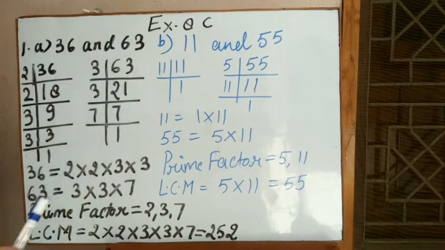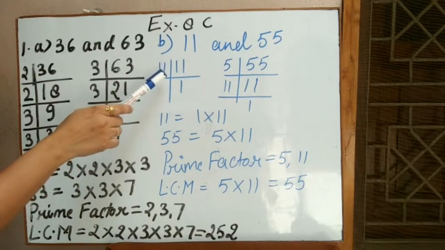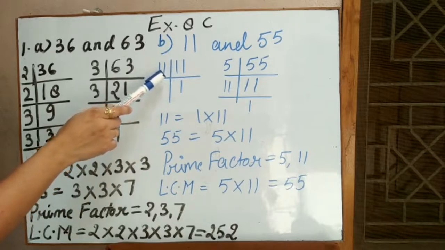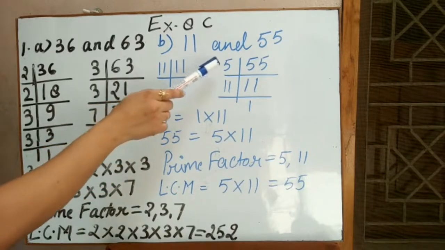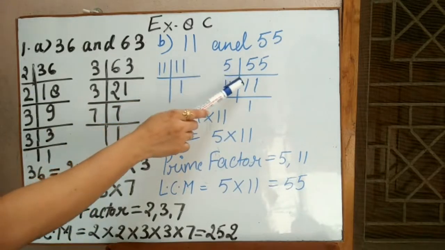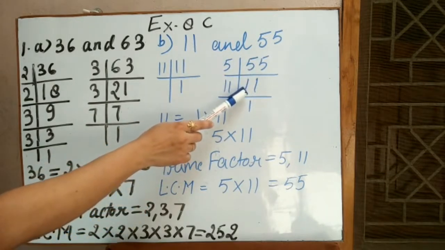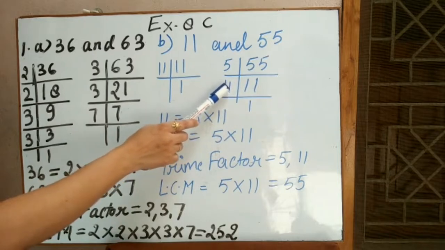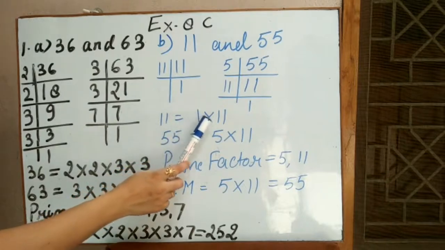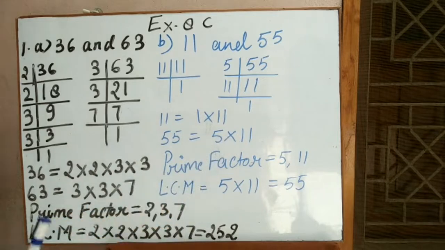Now B, 11 and 55. We will find out factors of each number. And we know that 11 can be divided by only 11. 11 1s are 11. And 55 can be divided by 5. 5 1s are 5 and 5 1s are 5. Again 11 divided by 11. 11 1s are 11. What are the factors of 11? 1 into 11. And factors of 55, 5 into 11.